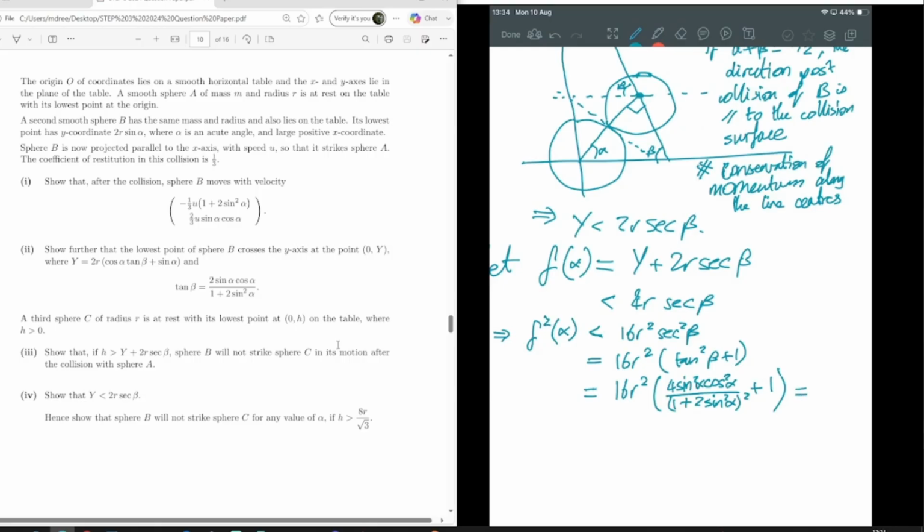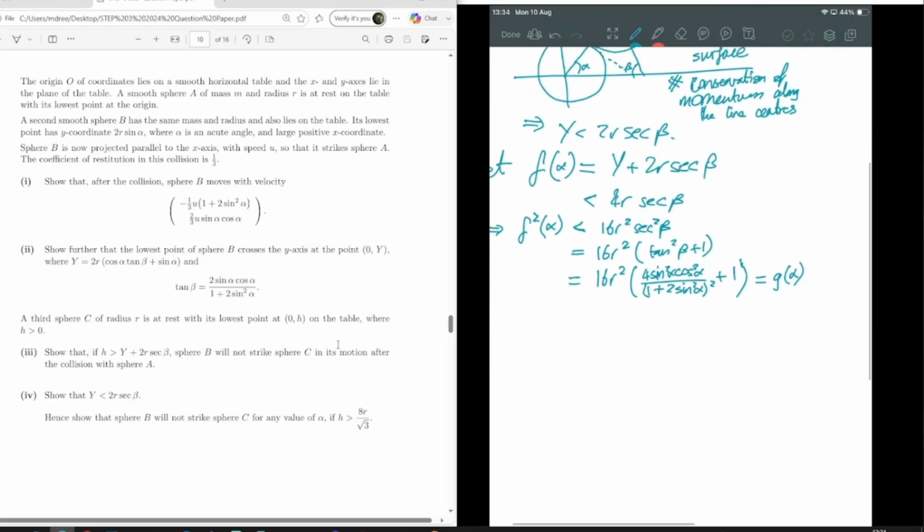And I'm going to call this, because it's not really f that I'm differentiating anymore, g. So I want to find the maximum of this g function now. To find the maximum, we need to differentiate it. Now r is fixed. So actually, I'm going to be a little bit sneaky here and call this 16r squared g alpha. So g alpha is just the bracket.